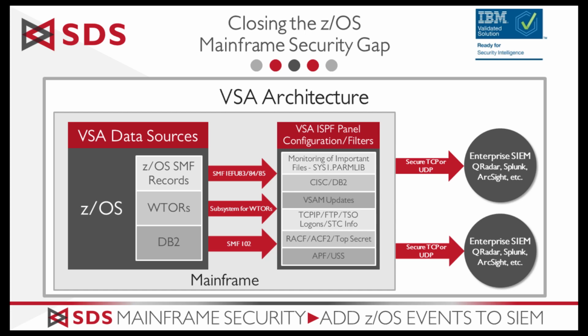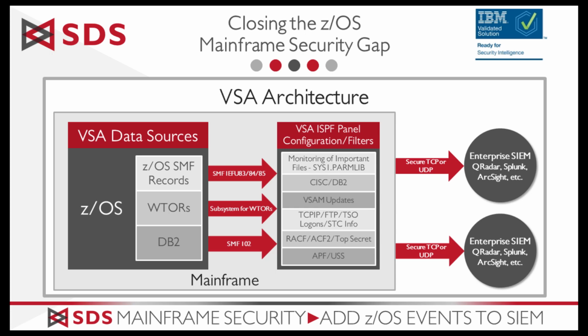We require the IFU 83 and 84 and 85. In fact, the 83 and 84 exits need to be available, so you need to make sure those are turned on, and that's where we gather the information from. In fact, when the started task comes up, we'll tell you which ones we've connected to and which ones we are monitoring. Then the write to operator console messages, those ICH408I messages, or any messages that you deem important. Right now, we gather that through the subsystem and forward that off to your enterprise SIEM.